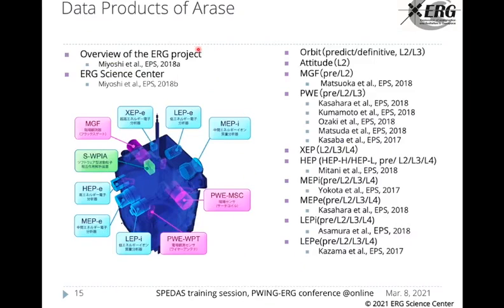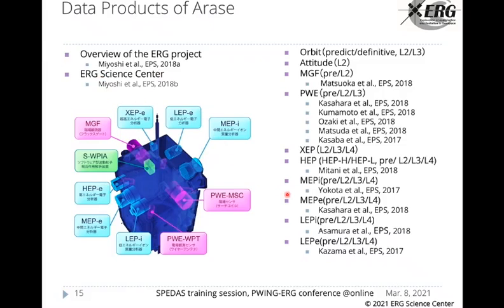And also to download the data, you have to know what data are included in the ERG satellite data. Okay, but you can learn a general overview and also how the ERG Science Center works for this data archive and the SPEDAS framework from these 2 papers here. This is the ERG project paper and also that paper specifically describing the ERG Science Center here.